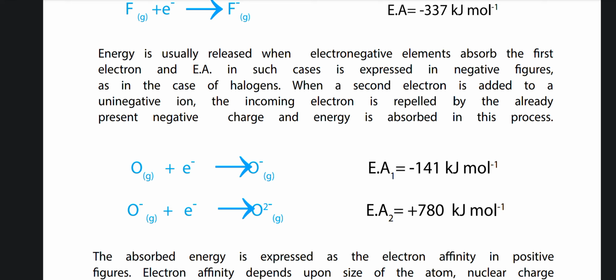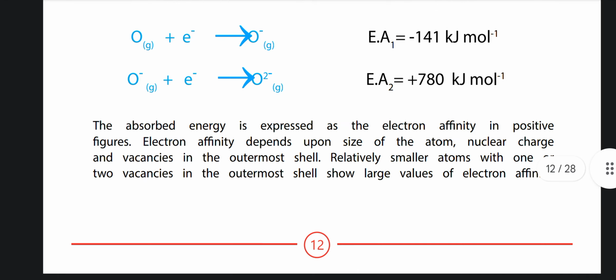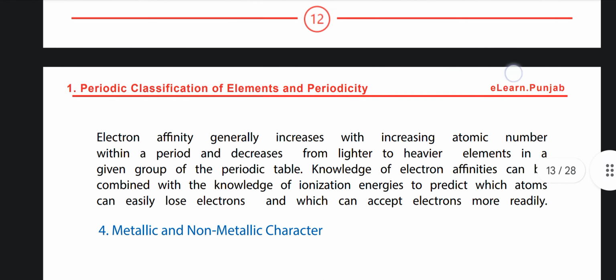When a second electron is added to a uninegative ion, the incoming electron is repelled by the already present negative charge and energy is absorbed in this process. The absorbed energy is expressed as the electron affinity in positive figures. Electron affinity depends upon the size of the atom, nuclear charge, and vacancies in the outermost shell. Relatively smaller atoms with one or two vacancies in the outermost shell show large values of electron affinity.